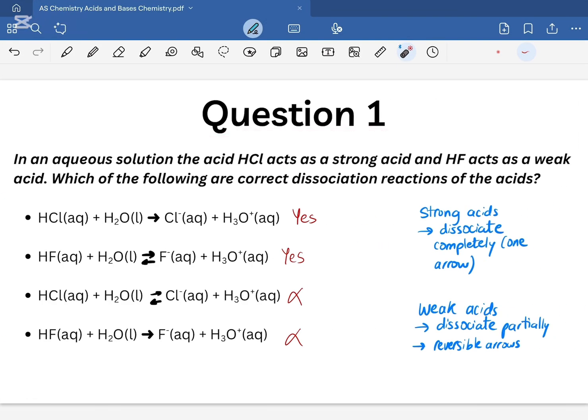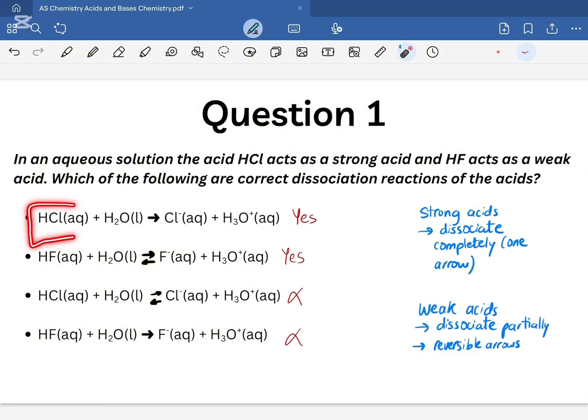Question 1. In an aqueous solution, the acid HCl acts as a strong acid and HF acts as a weak acid. Which of the following are correct dissociation reactions of the acids? So first we need to know that strong acids dissociate completely, so we use one arrow, whereas weak acids dissociate partially, so we need to use reversible arrows.